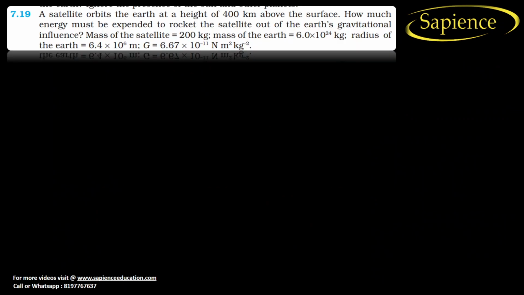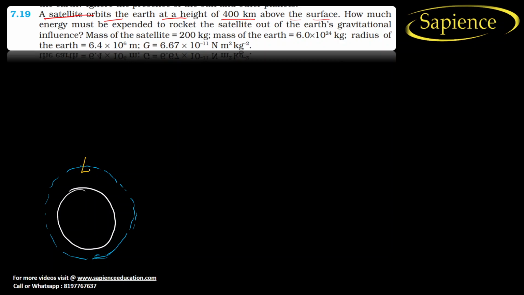Now we will solve question number 7.9. Before that we need to read this question. A satellite orbits the Earth at a height of 400 kilometer above the surface. So let us consider we can make the Earth. So this is Earth, and there is a satellite which is moving around this Earth. Let us consider this is the orbit in which the satellite is moving.